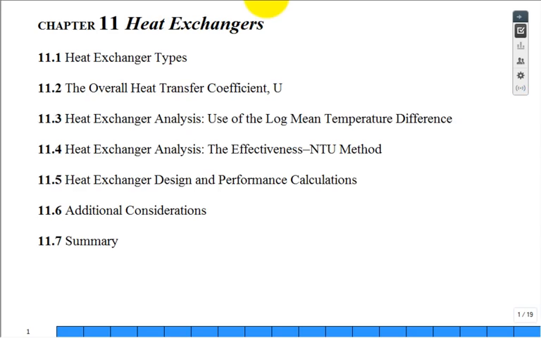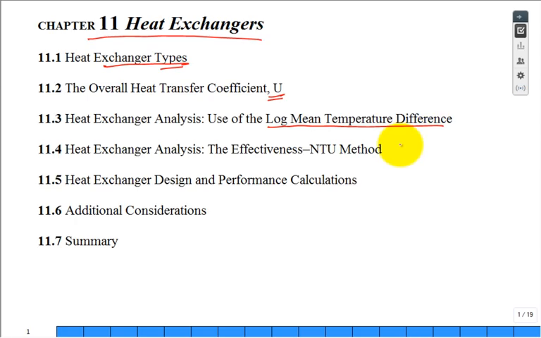So this is our first of three lectures I intend to have on Chapter 11, heat exchangers. We'll cover types of different heat exchangers. There's a lot of them. And we'll talk about the overall convection coefficient used in heat exchanger calculations. Talk about the log mean temperature difference.